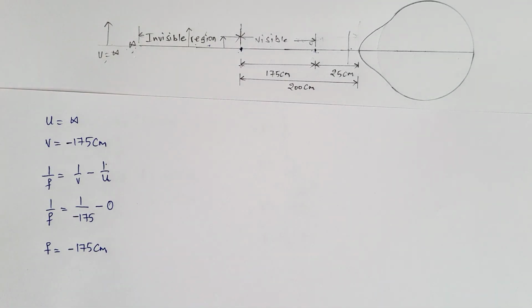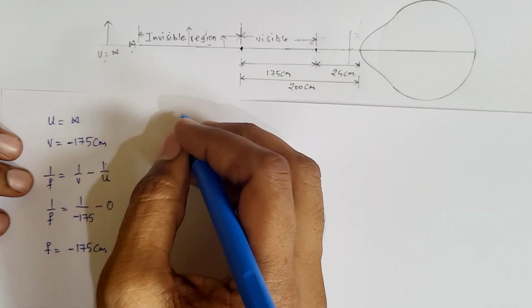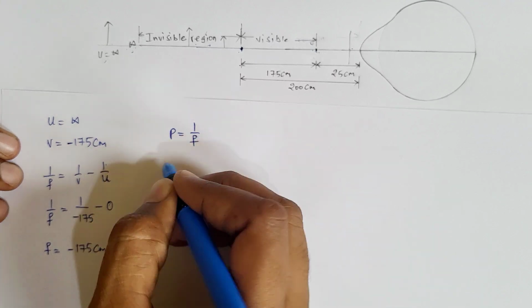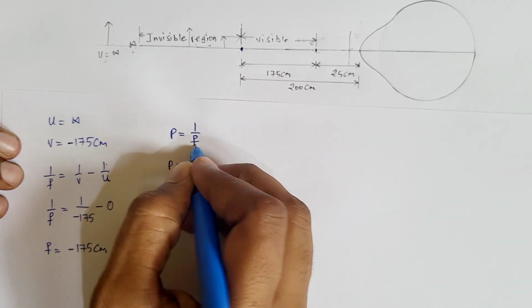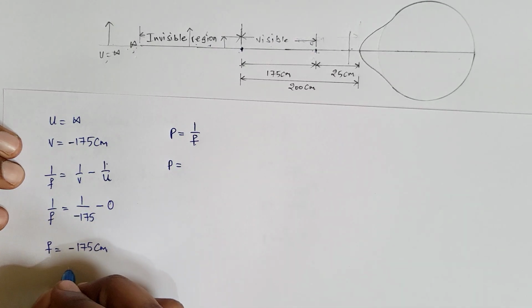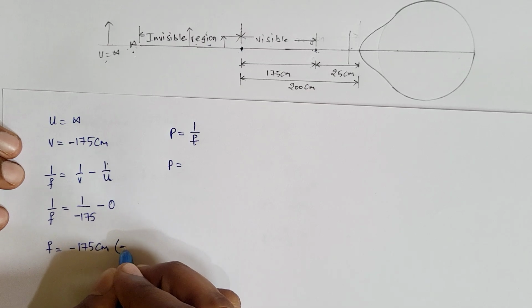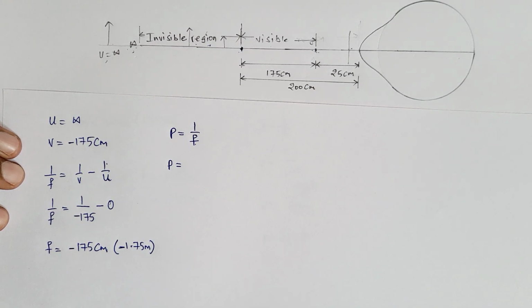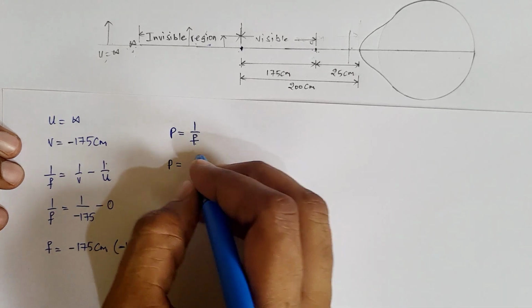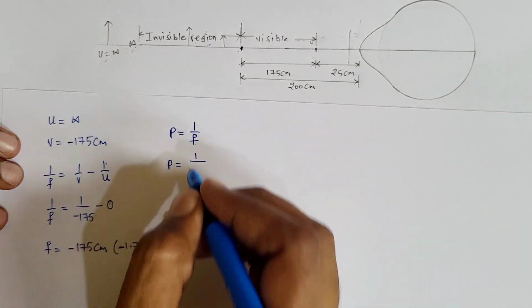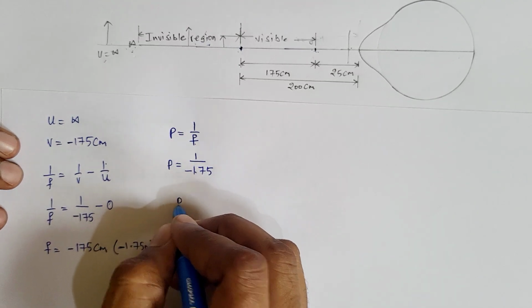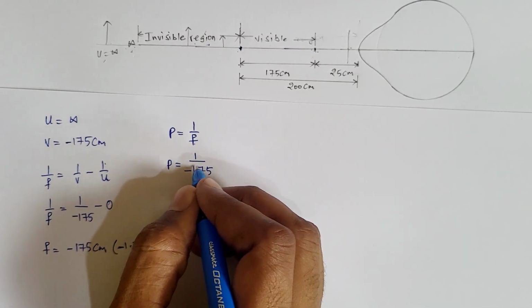Now we have to find the suitable power of the lens. The power of lens formula is P is equal to 1 by F, and here F should be in meters. So converting to meters, it is minus 1.75 meters. So power P is equal to 1 by F, which is 1 by minus 1.75.